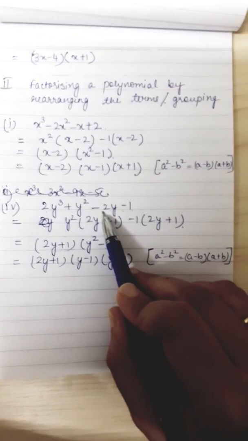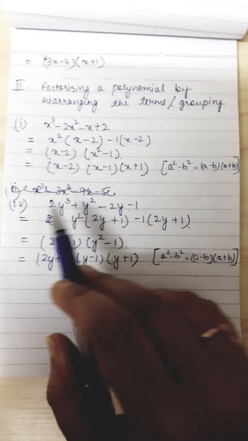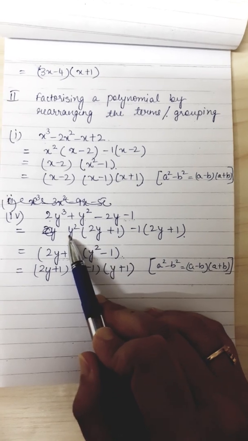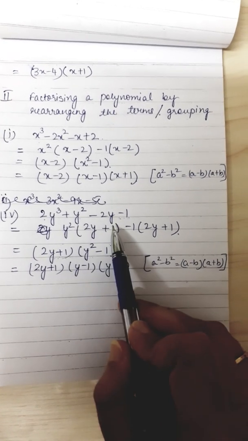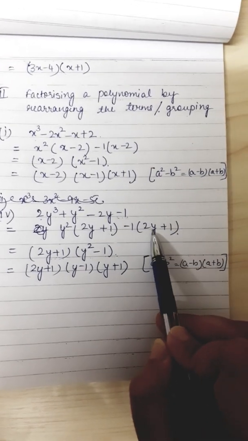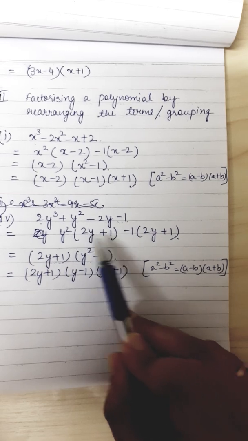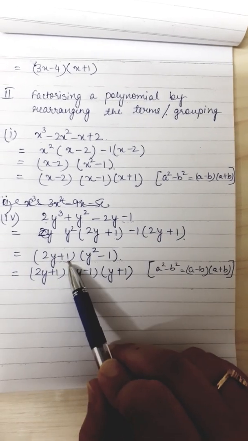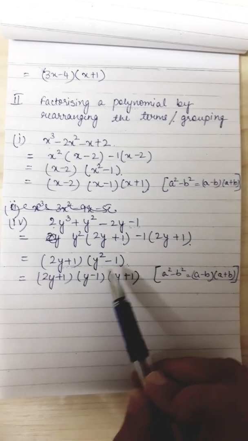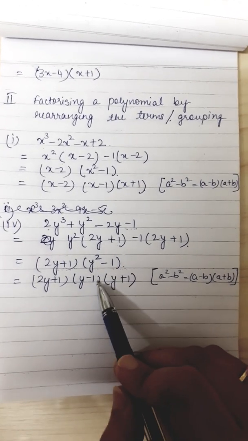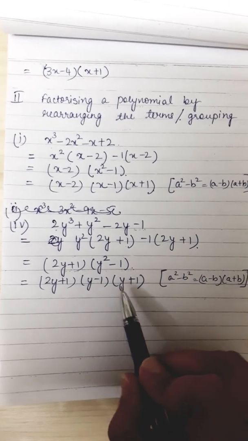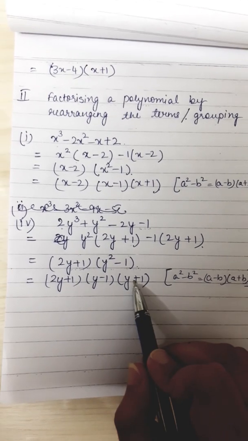The next one is 2y cube plus y square minus 2y minus 1. This is the fourth part. From the first two terms I am taking y square common and 2y plus 1 in the bracket. Then I am taking minus 1 common, again 2y plus 1 in the bracket. Then from these two terms I am taking 2y plus 1 outside the bracket, and y square minus 1. Again y square minus 1 can be further factorized using this identity. So y minus 1, y plus 1. These are the three factors.